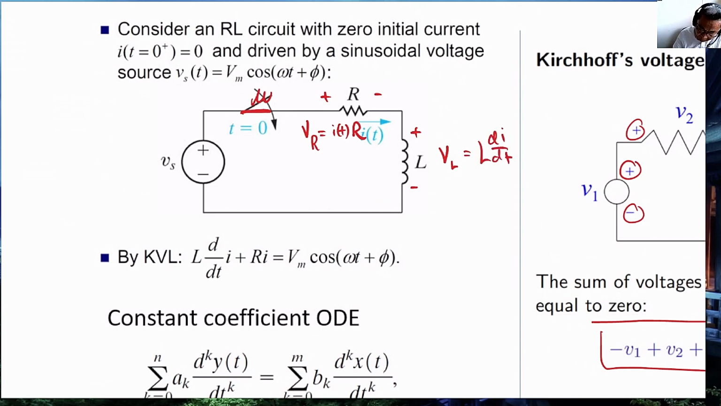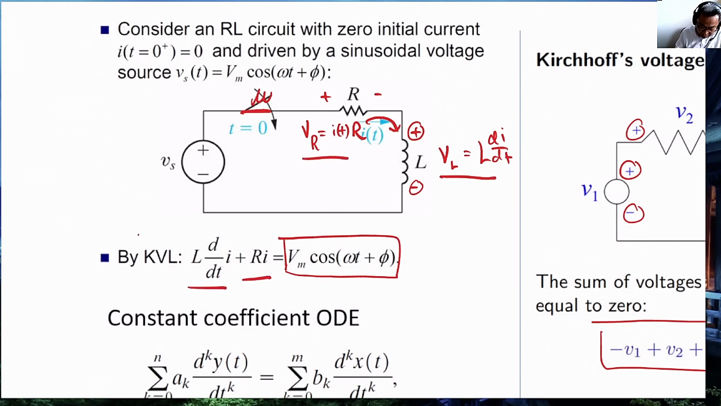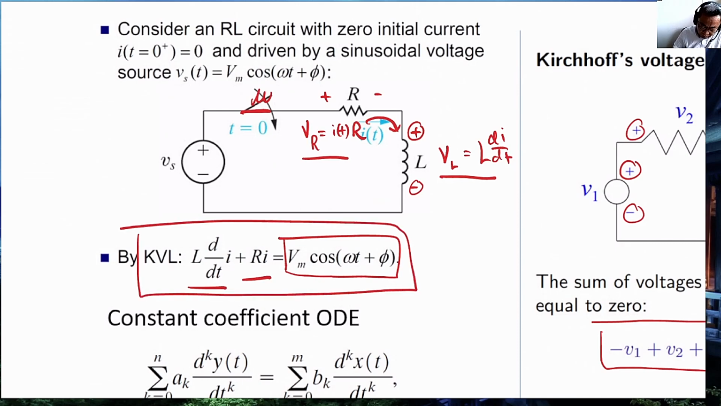Why the plus here? It is because the current is going into the device first. So where the current is going into, we put a plus. Okay. By Kirchhoff's voltage law, we have Vs equals VR plus VL. So we have L di/dt plus Ri. So this is the differential equation.